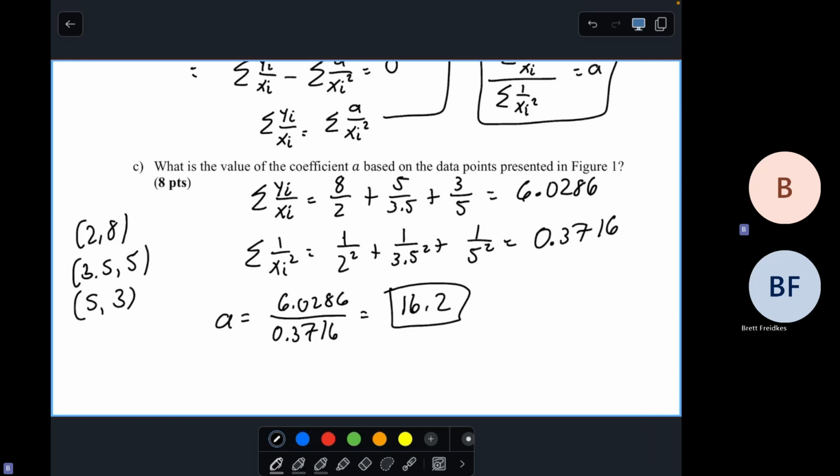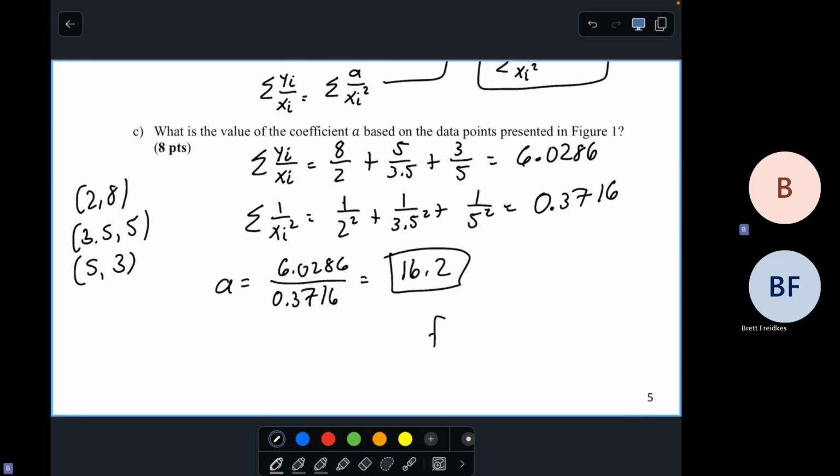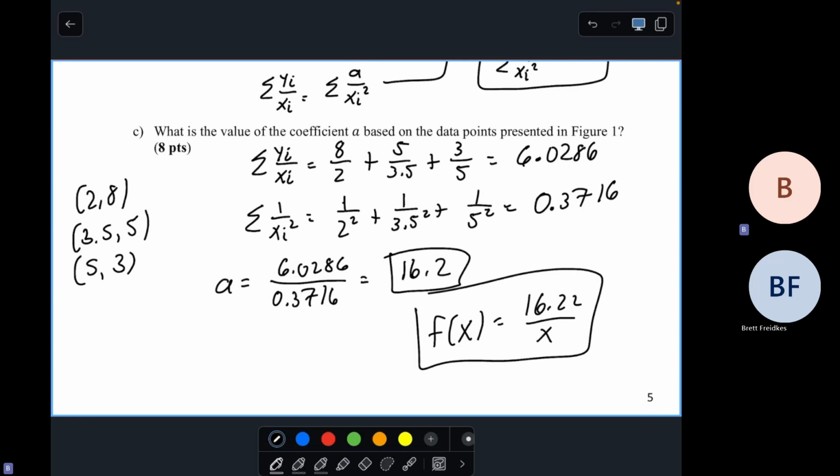What is a way you think you can check your work to make sure that you're correct? Because right now I'm saying that f of x is a over x. How do you think I can check my work? Plug in the x values from the graph and see if you get close.